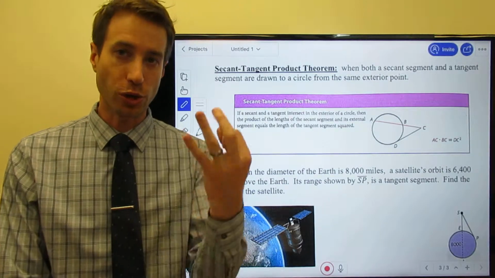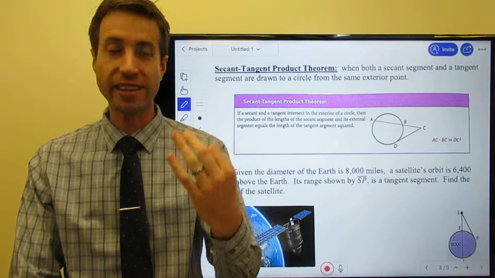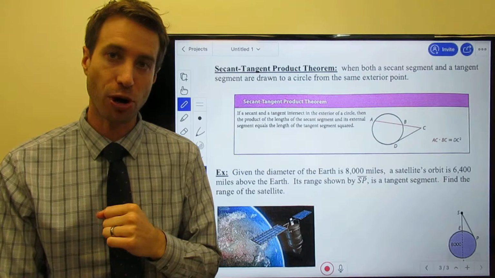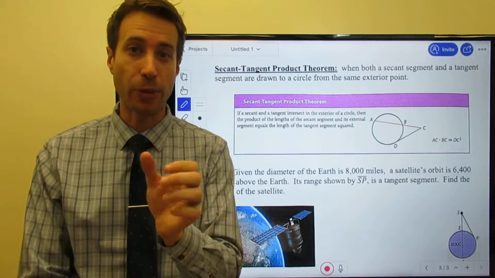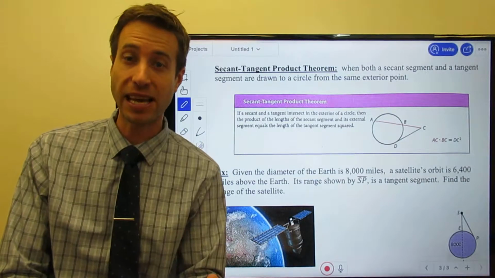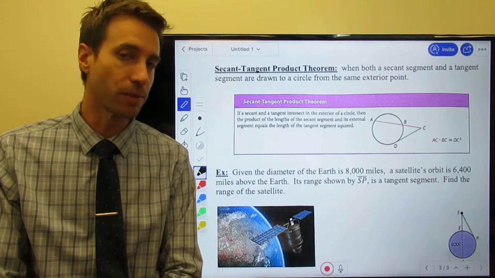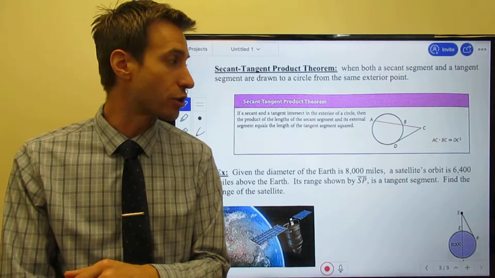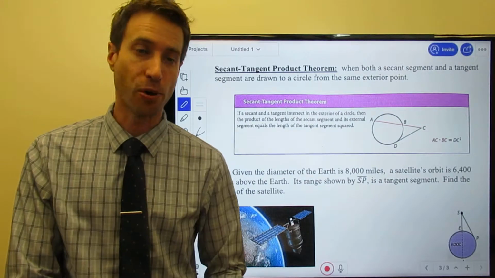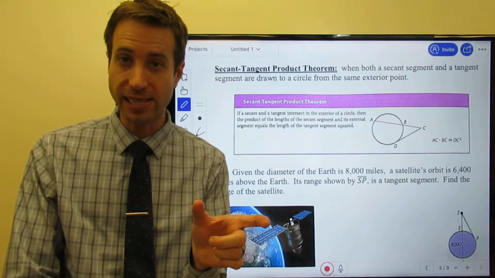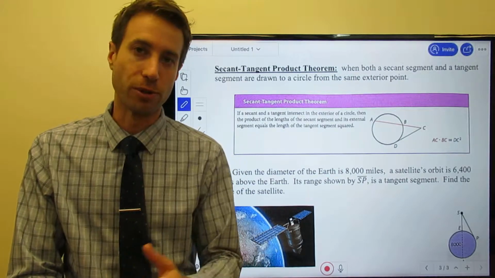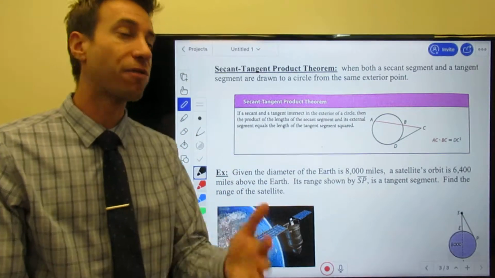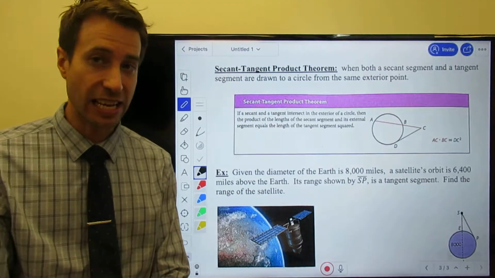What we're going to do now is look at the third product theorem, the secant tangent product theorem. On the first page of the notes we looked at the chord product theorem and how we can set up the product theorem for the segments to solve geometry problems. We then looked on the last page at the secant product theorem and how we can use the secant segment and the external secant segment to set up a product theorem to solve for an unknown. And now finally, the secant tangent product theorem.